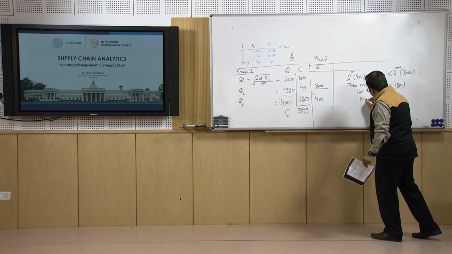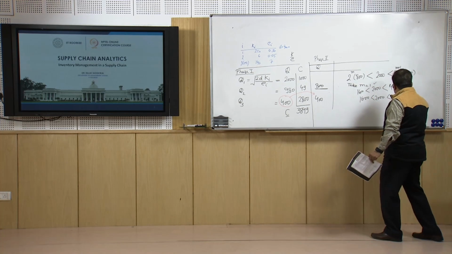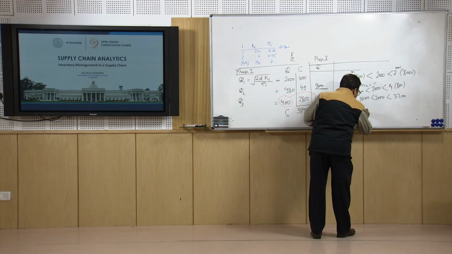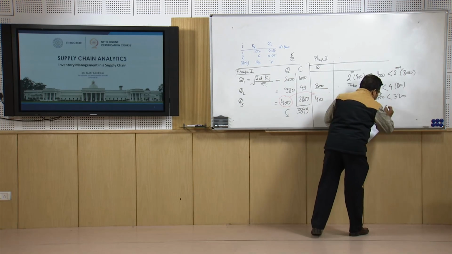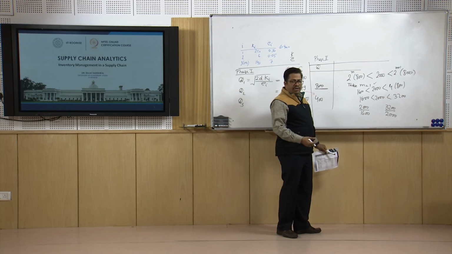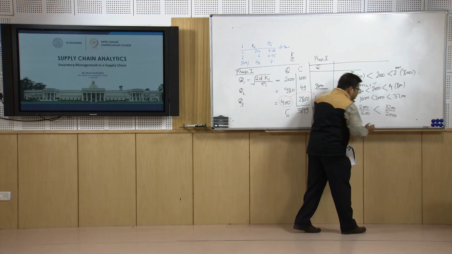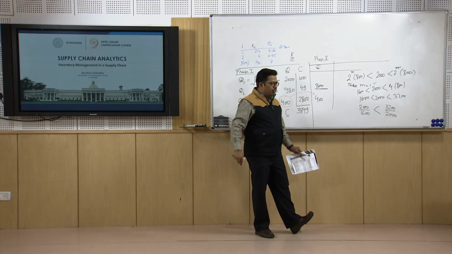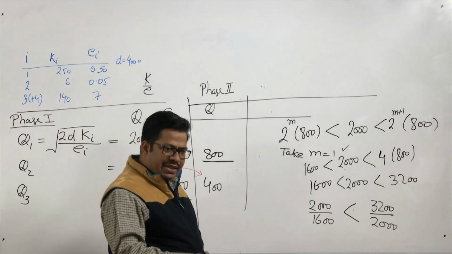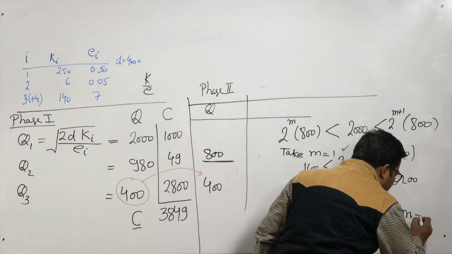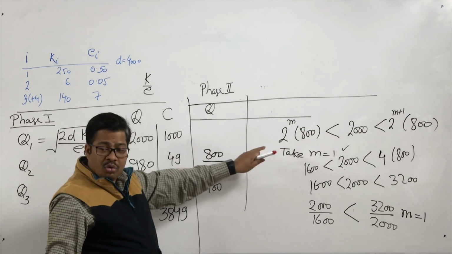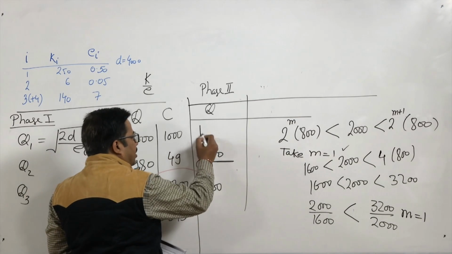So here 1600 is less than 2000, which is less than 3200, and again we will apply the same procedure: 2000 divided by 1600, and on the other side 3200 divided by 2000. You will see that in this case also the left hand side ratio is smaller than the right hand side. You can do it on your calculators, and therefore in this case also we will conclude that m equals 1, which means 2 to the power 1, that is 2 into 800, becomes 1600.